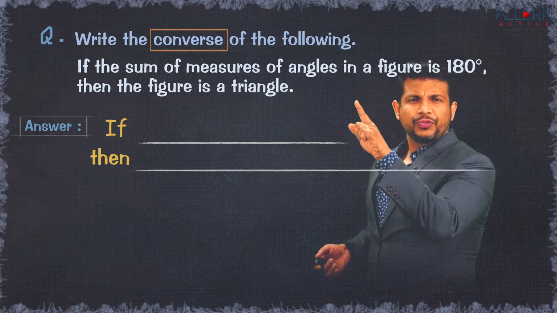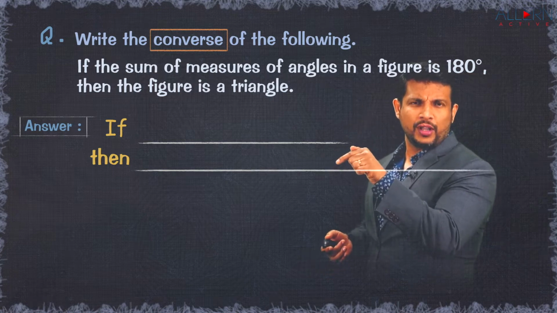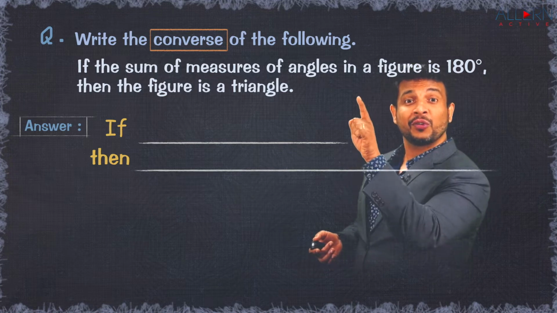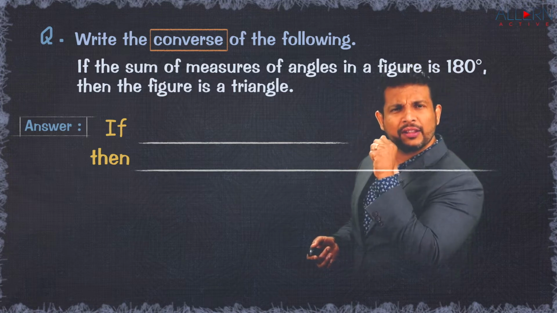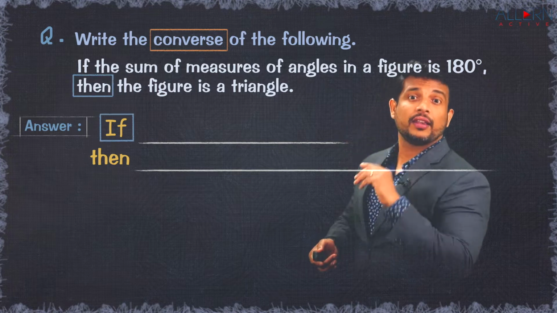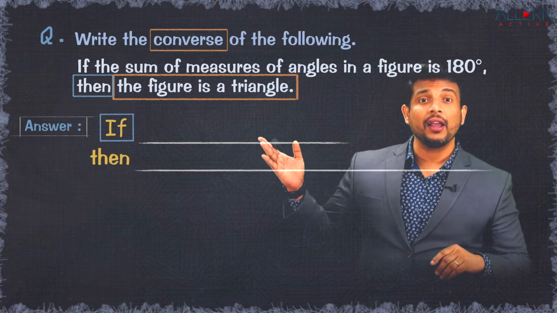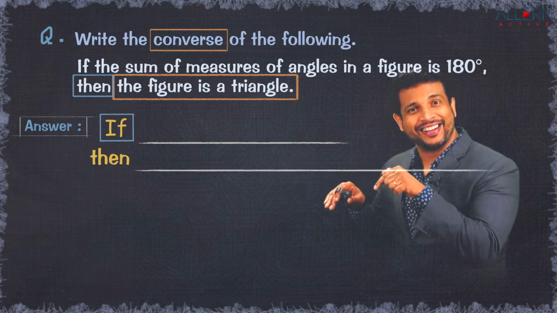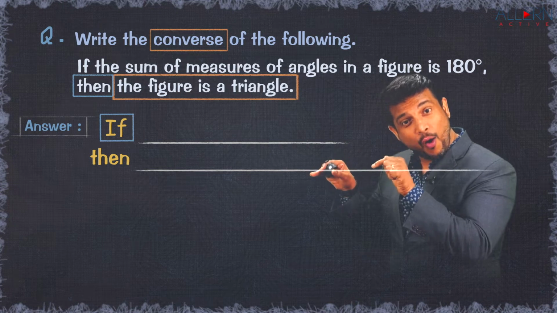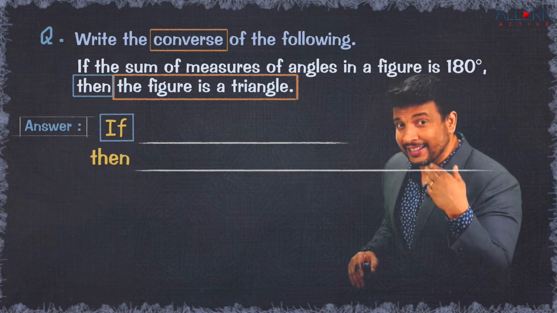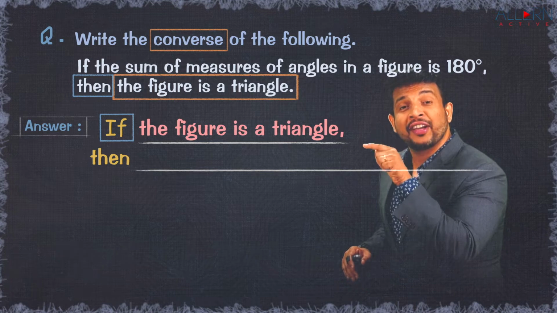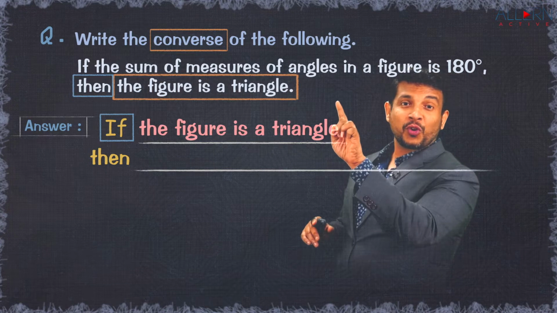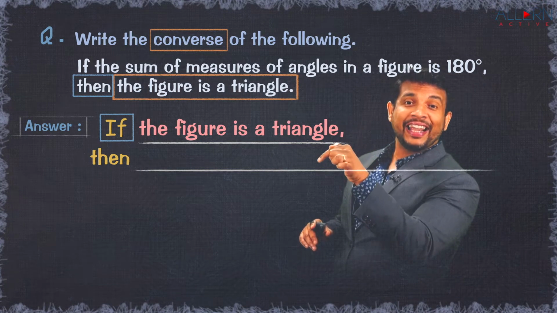Now we know when you have to write the converse, we have to write the antecedent here. What is the antecedent here? Whatever was the consequent there. What is the consequent in the given statement? Whatever follows then. What is that? The figure is a triangle. So that is what you're supposed to write here. Your statement starts with that. That will become the antecedent now. That means we will say, if the figure is a triangle. So you wrote it. Whatever was the consequent there became the antecedent here.